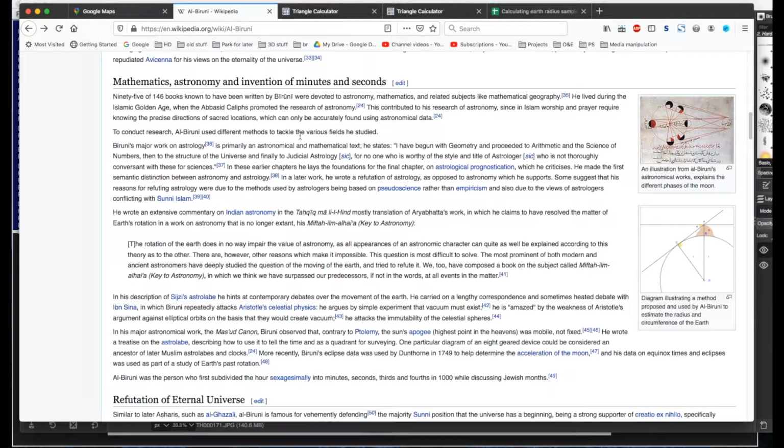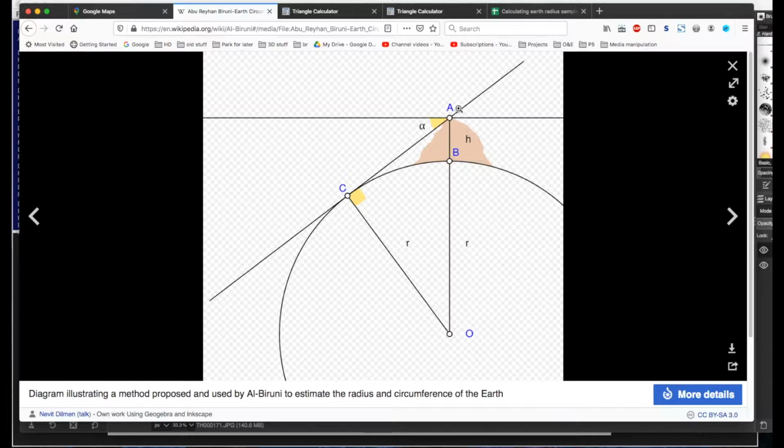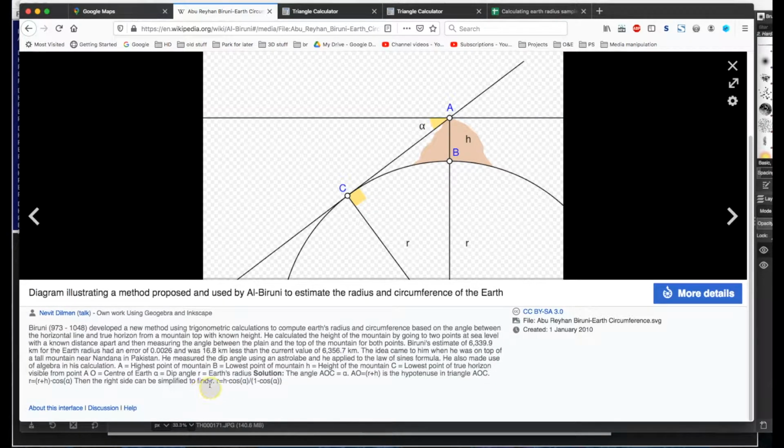The main way that the Earth's radius was computed was done by Alberuni. Eratosthenes did calculate the Earth's radius before. The Alberuni method involves measuring this angle, knowing that this angle is 90 degrees, and with a little bit of trigonometry, you can find the radius of the Earth.